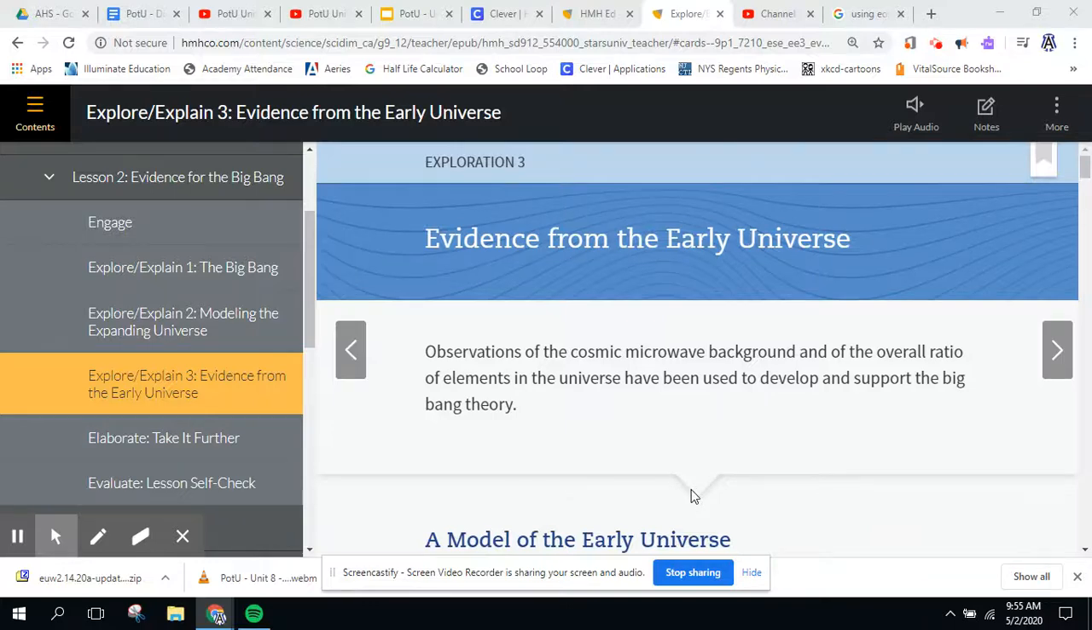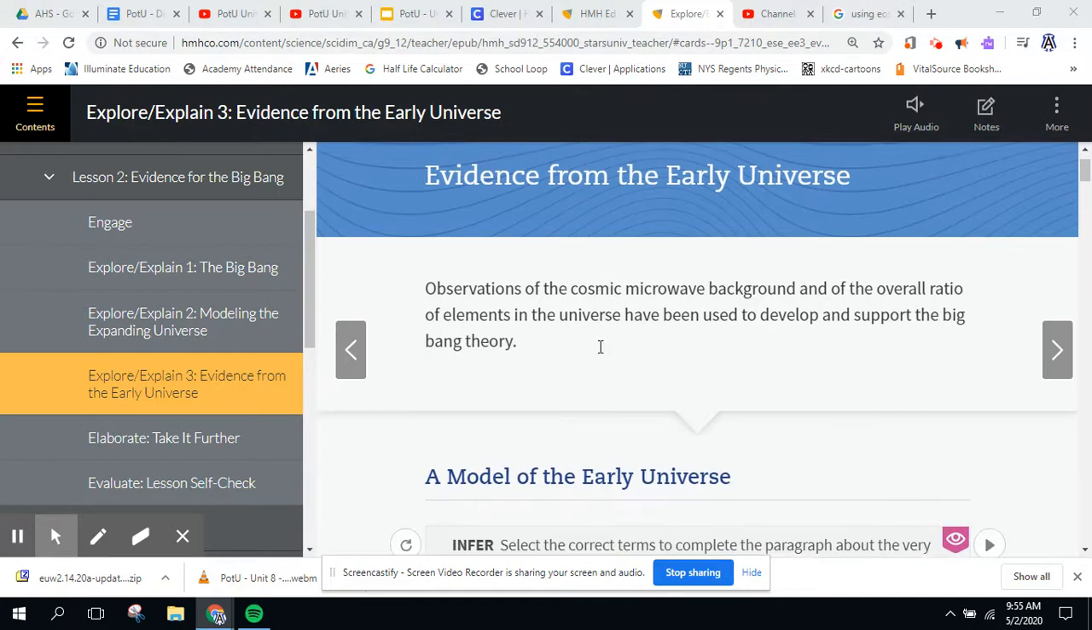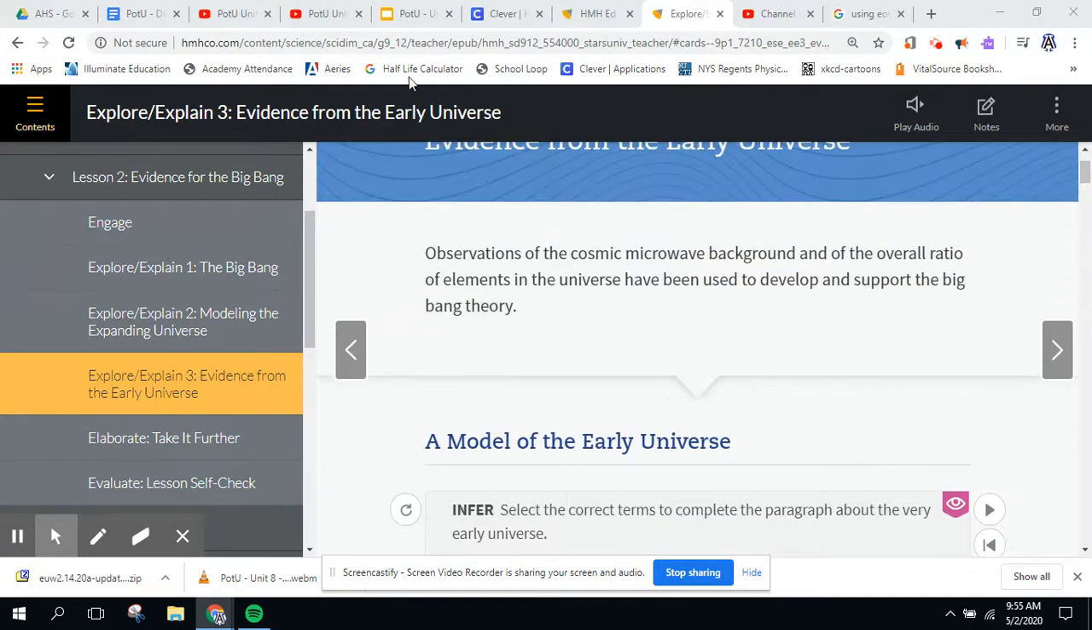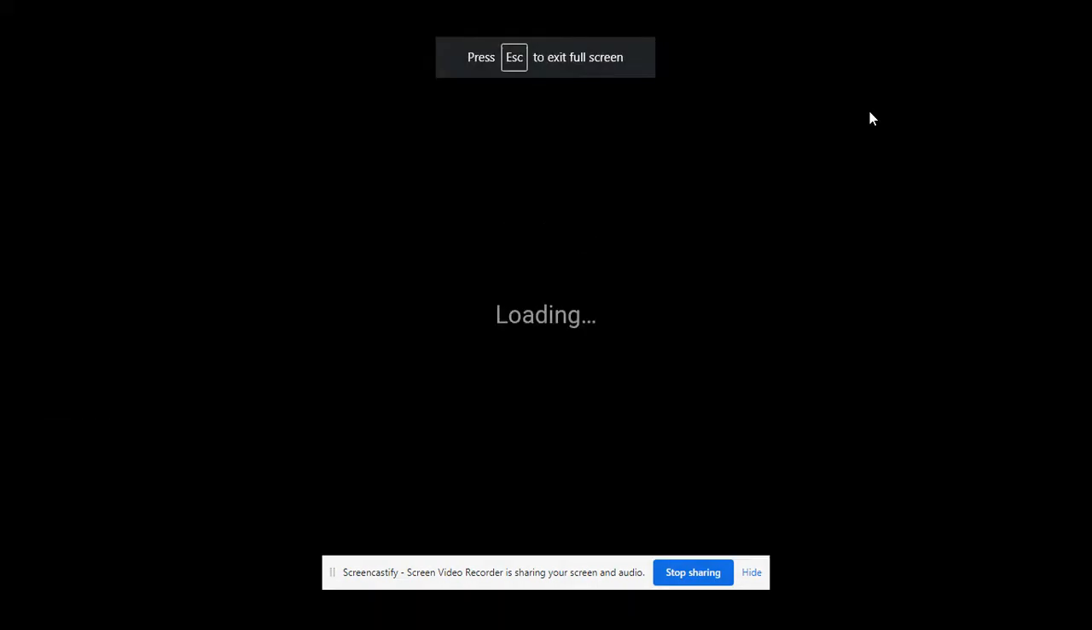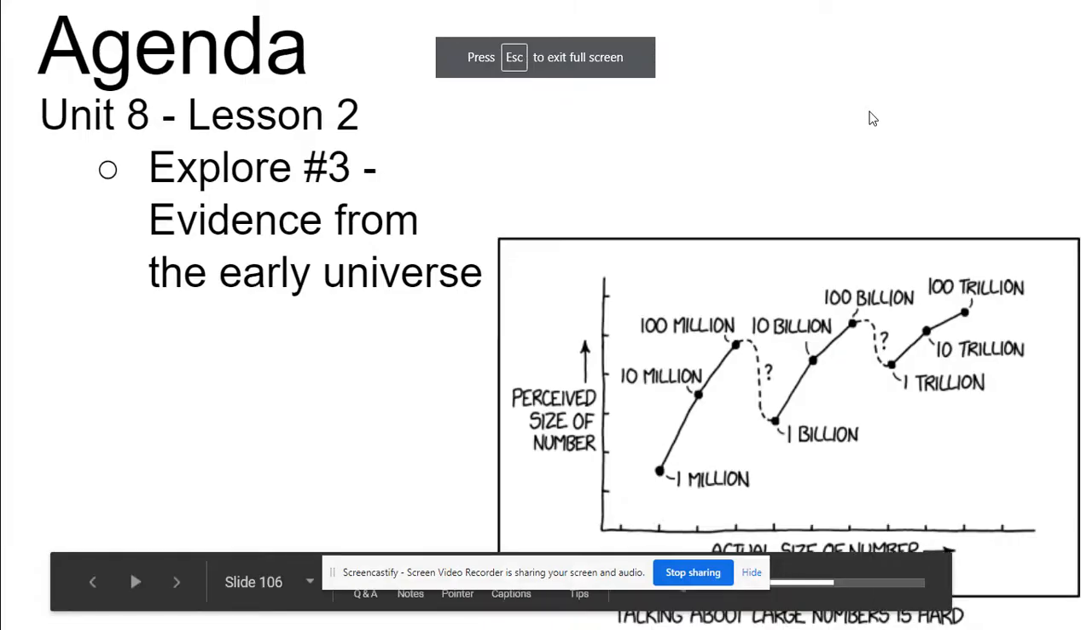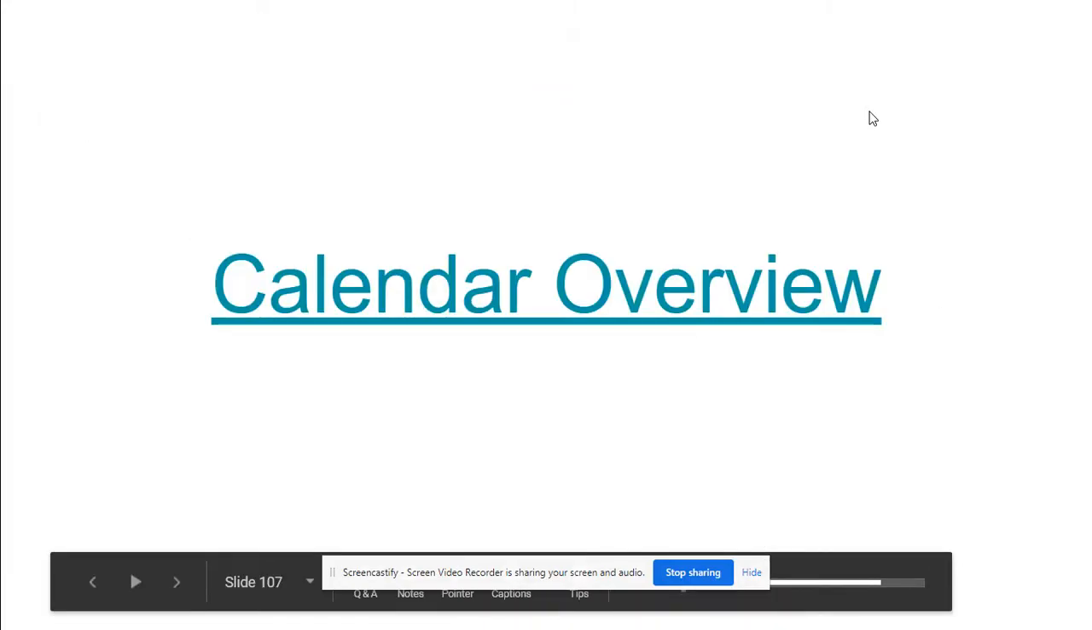All right, here we are. This is our last explore in our last unit here. And really, this is looking at some evidence for the early universe in terms of the Big Bang Theory. So we're going to transition to the slides, walk through some of those ideas, and then go through our homework helper video.